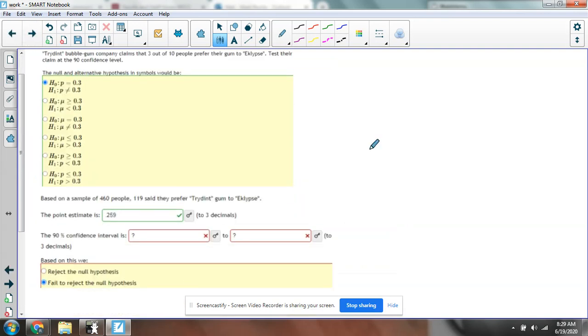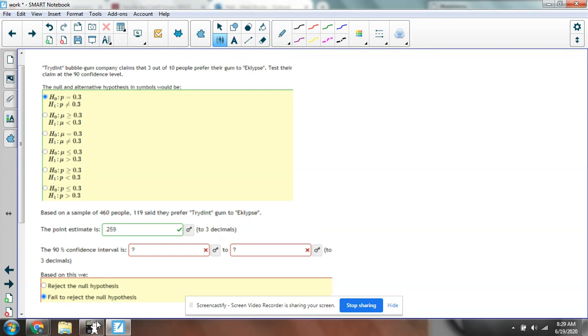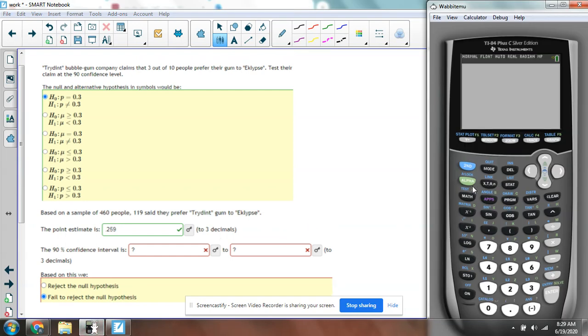The second one you sent me, it says based on a sample of 460 people, 119 said they prefer Trident to Eclipse. So that's our point estimate. So we want a 90% confidence interval. Okay, so we're going to go to stat. Now we're going to do a t interval.